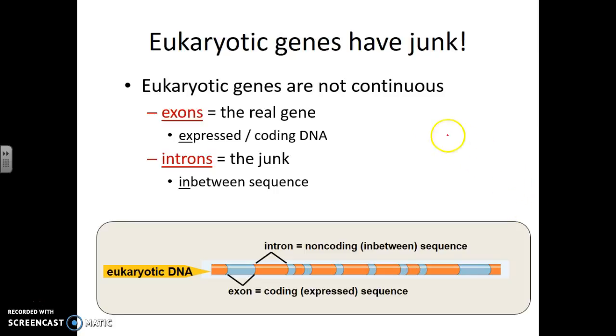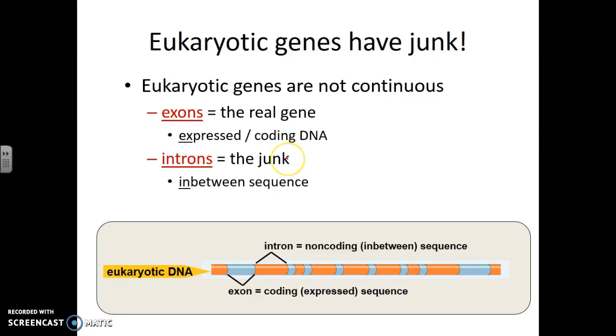The areas of the part that's being transcribed that code for the protein are called exons. That's why it starts with EX, the expressed regions of the DNA that code for the protein. Then, within the mRNA that's made, we also have introns. These introns are known as the junk DNA. They don't code for proteins.